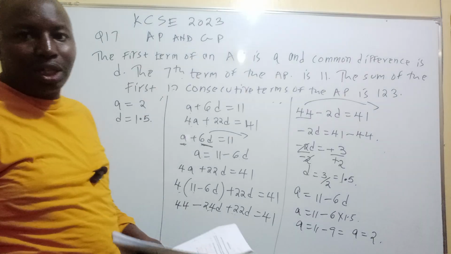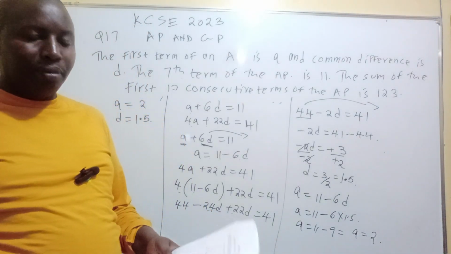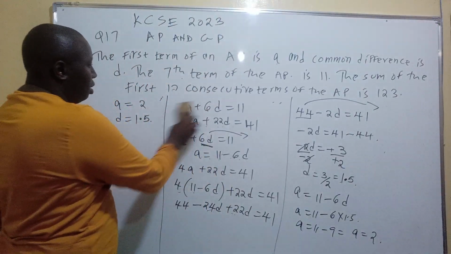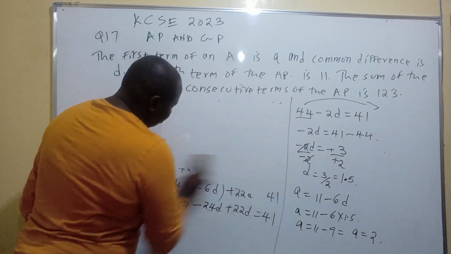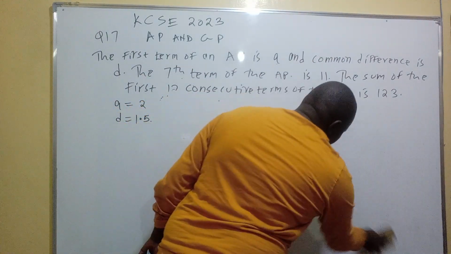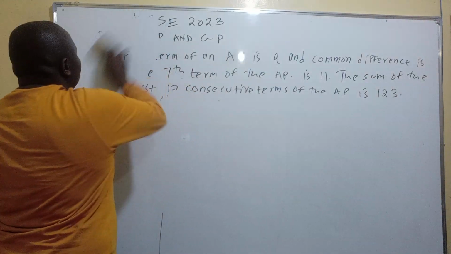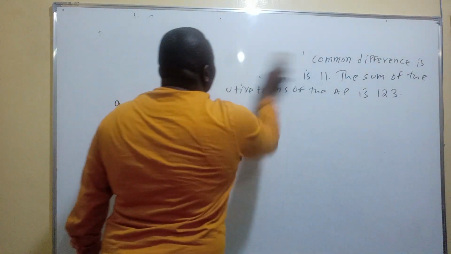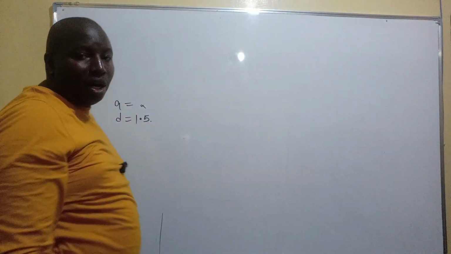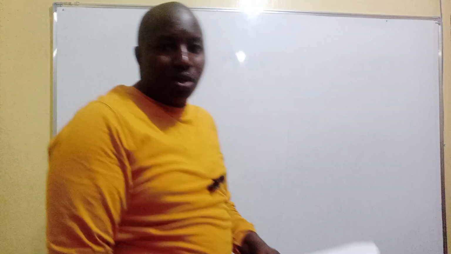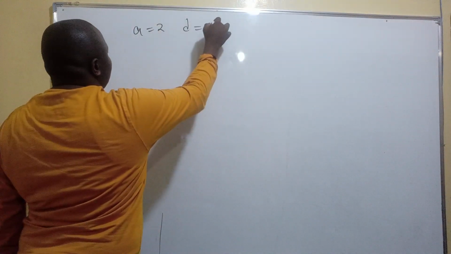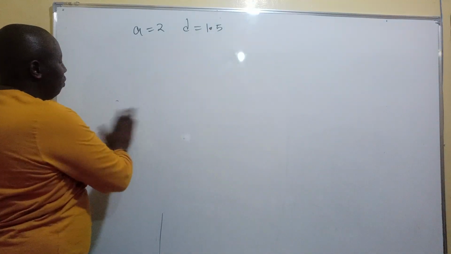So we have that. Now I want us to go to the second statement. So therefore, now since we have the values of A and D, A is 2 and D is 1.5.